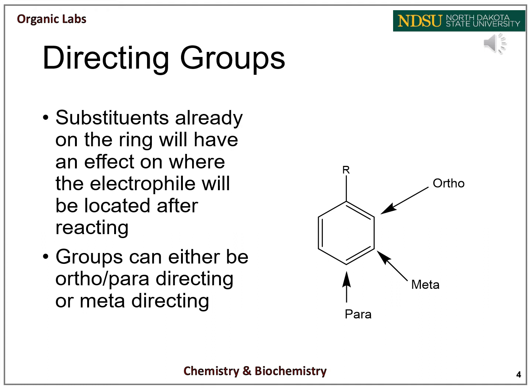In electrophilic aromatic substitution, substituents that are already on the ring will have an effect on where the electrophile will be located after the reaction. Groups on the ring can either be ortho-para directing or meta-directing. The image on the right shows the positioning of ortho, meta, and para relative to the R group that's already located on the ring.